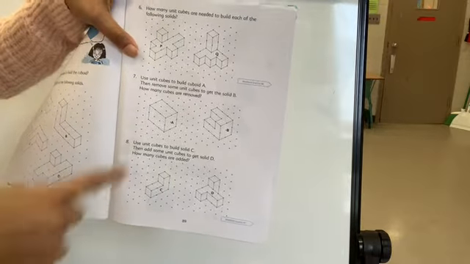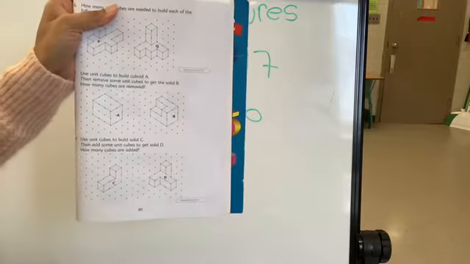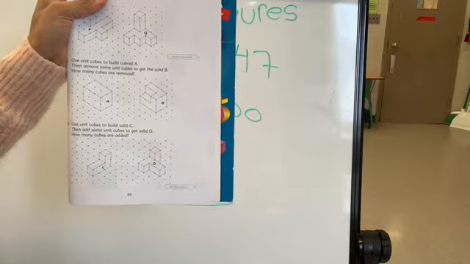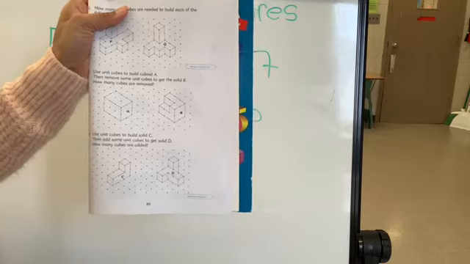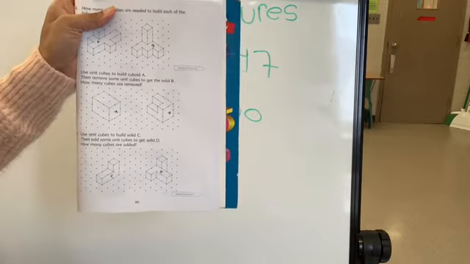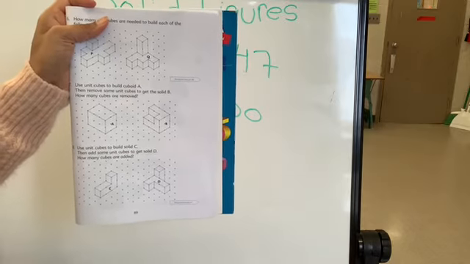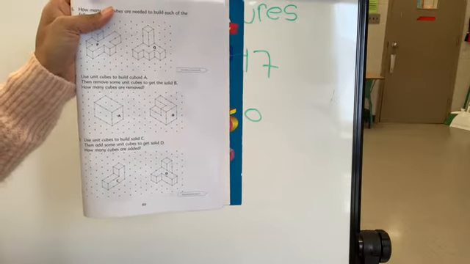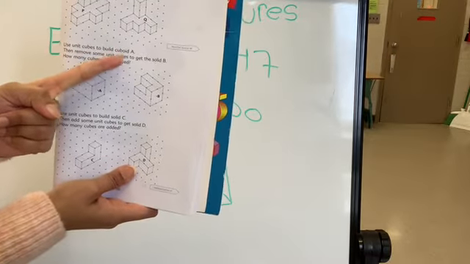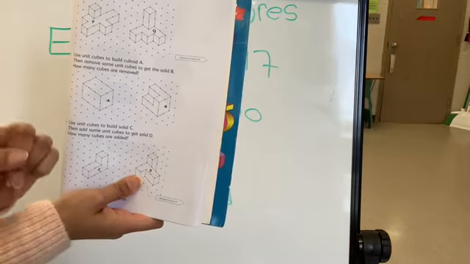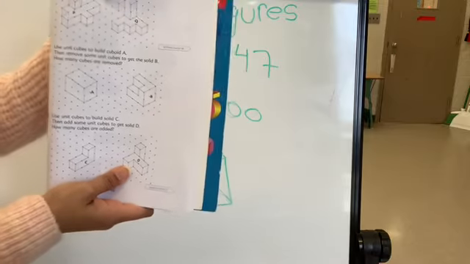Does that make sense? That's for exercise 46. Then we move to exercise 47. And again, they're going to ask us to add or subtract, to add or remove cubes. And we need to use our imagination for some of them. So let us look at this. Use unit cubes to build cuboid A. Then remove some unit cubes to get the solid B. How many cubes are removed?